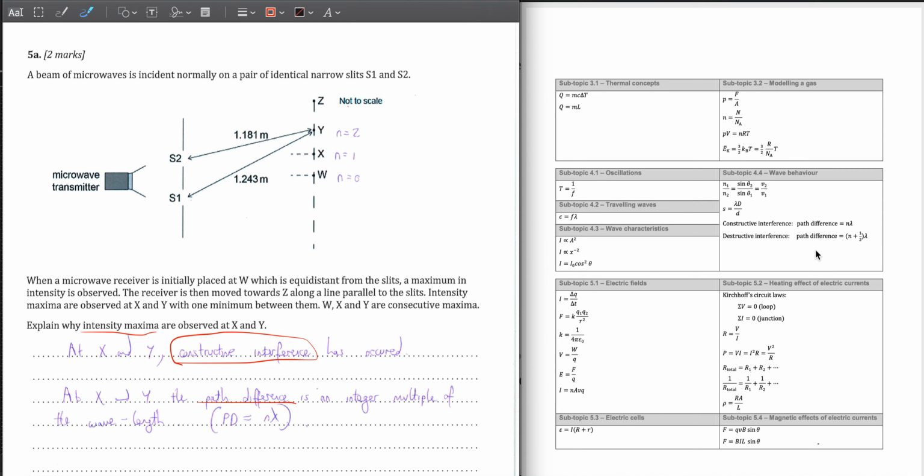As you see in your data booklet, constructive interference comes with a path difference of n lambda. So you are just asked to remember that in your answer, that we have an integer multiple of the wavelength. In other words, path difference is n lambda. This question is one that students tend to find very hard to answer. However, when you see what's required, there isn't really very much. It's just the idea that we've got constructive interference and then why that constructive interference has happened.